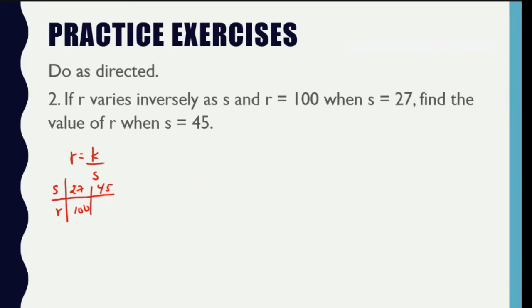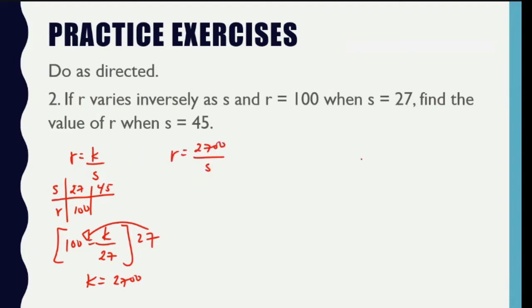So now I will use the initial values of r and s to solve for k. So 100 is equal to k over 27. I will multiply both sides by 27 to solve for k. K is equal to 2,700. 27 times 100 is 2,700. Okay, so I will now substitute r is equal to 2,700 over s, so that the equation of variation will be r is equal to 2,700 over s.